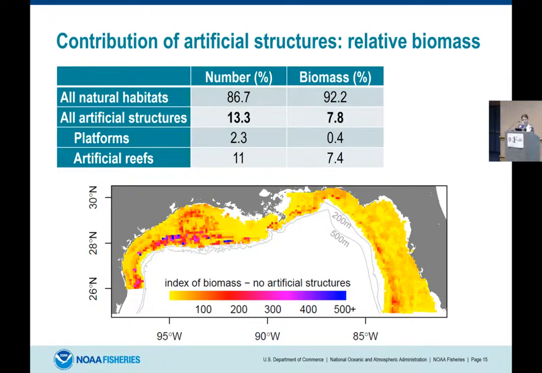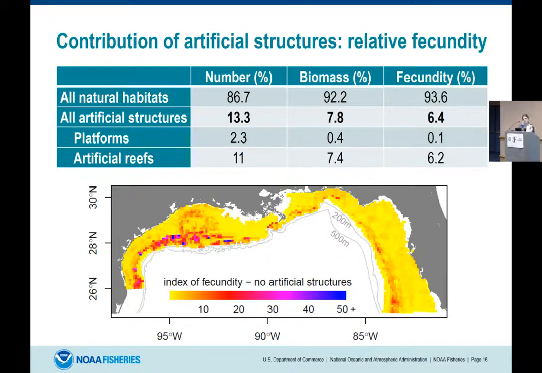And then finally, we calculate this in terms of fecundity or spawning potential, or number of eggs that would be spawned from these locations. And once again, you see that fecundity is slightly lower in terms of the contribution of artificial structures. Very little on platforms and about 6% on artificial reefs, according to our numbers.